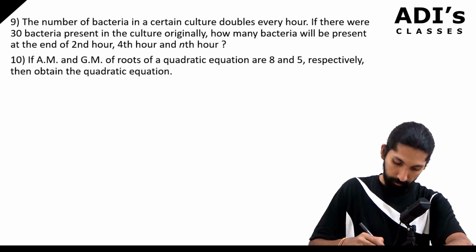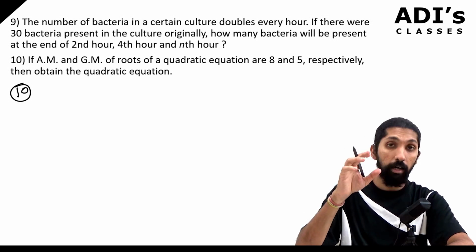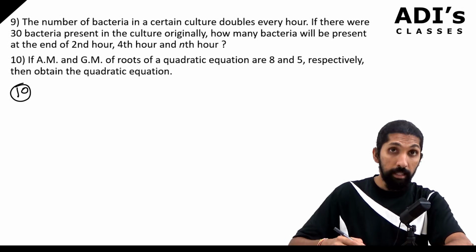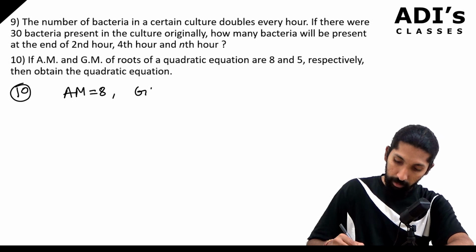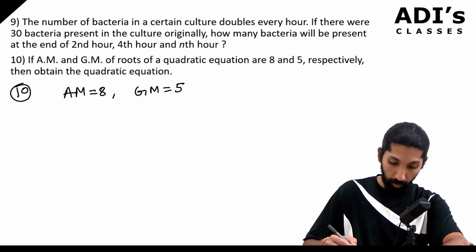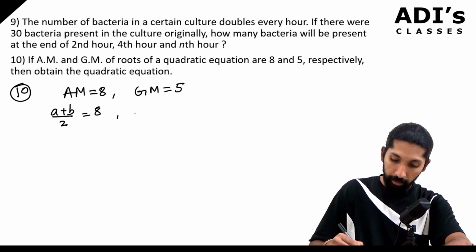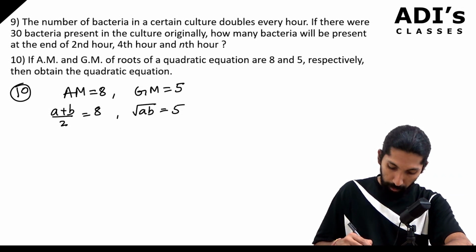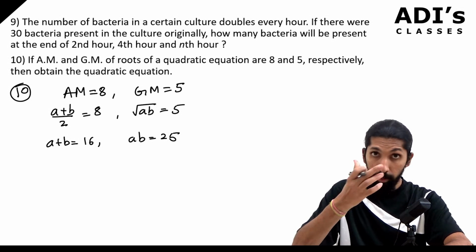Look at the 10th one. If AM and GM are the roots of the quadratic equation are 8 and 5 respectively, obtain the quadratic equation. In the sense, the arithmetic mean is 8, the geometric mean is 5, correct? Or a plus b divided by 2 is equal to 8 and root of ab is equal to 5, correct? So a plus b is equal to 16 and ab is equal to 25. Make sense? Quite simple to understand.